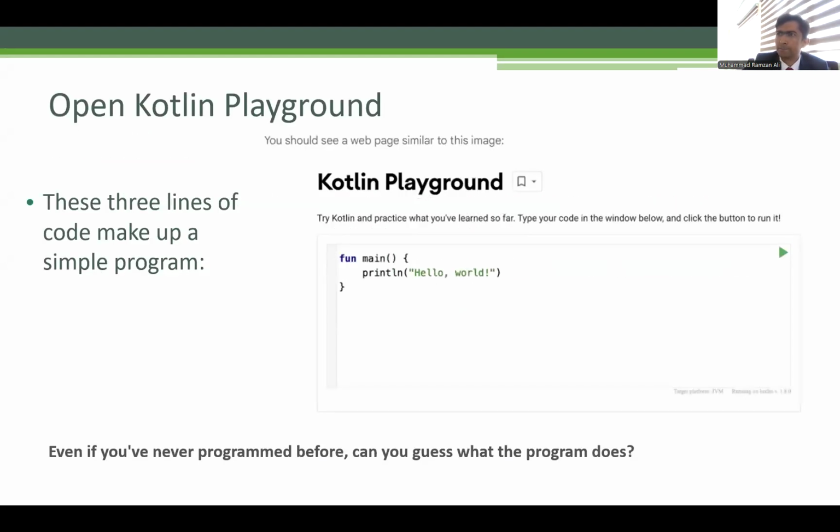So this is the Kotlin Playground. If you look at it, there is the syntax: the main function, then curly brackets, and then the println with hello printed. We will also explore this by using the Kotlin compiler.